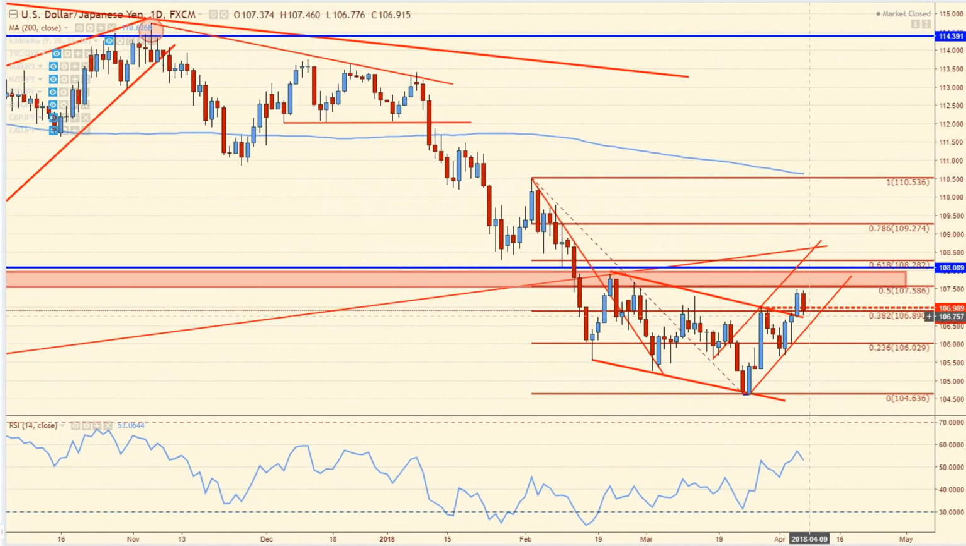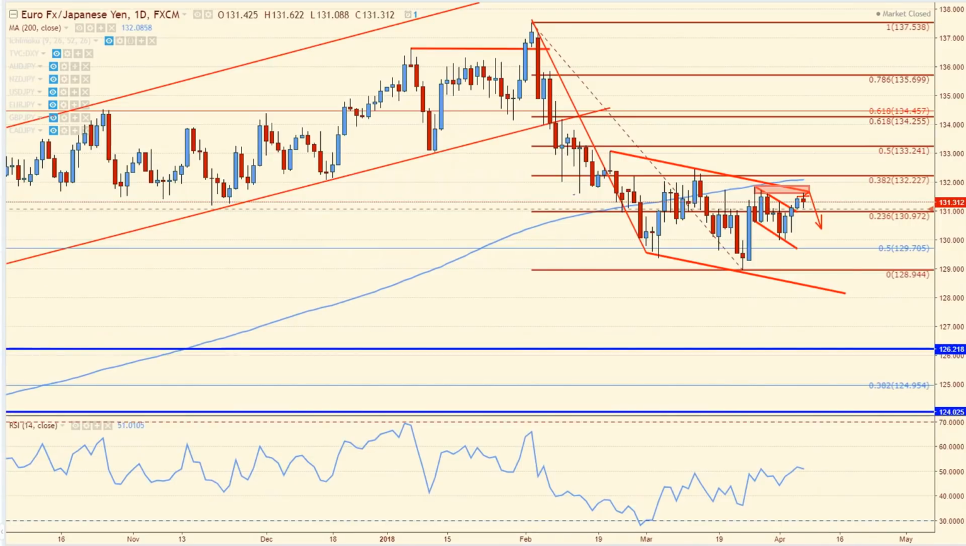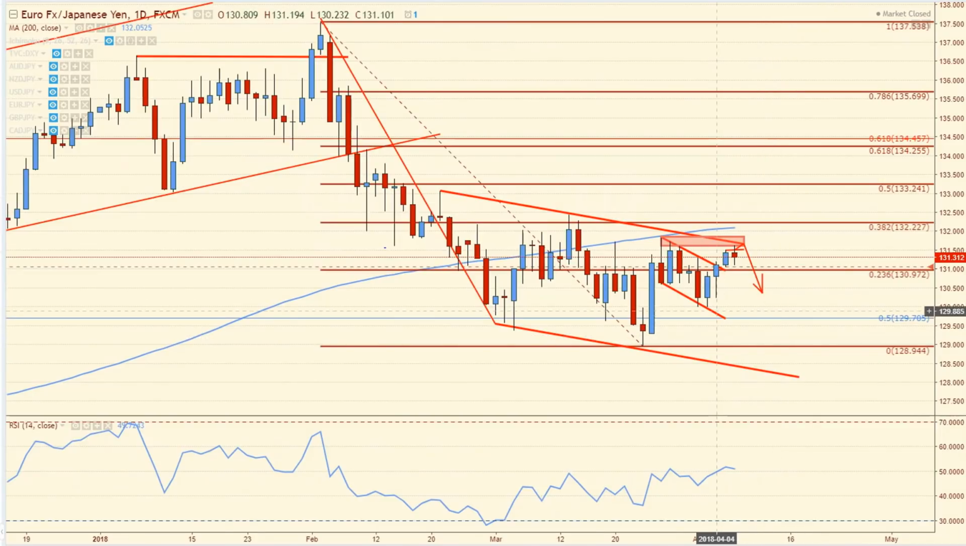Now, if the dollar yen falls, but the dollar strengthens, so follow me now. The dollar yen falls, but the dollar strengthens against other major currencies, like let's say the euro. Well, what is a currency pair that would move lower? The euro yen.